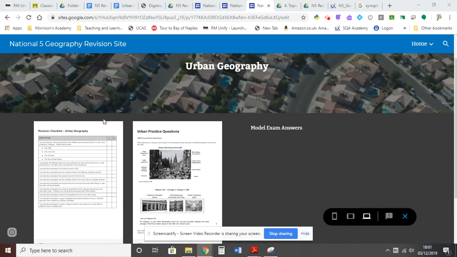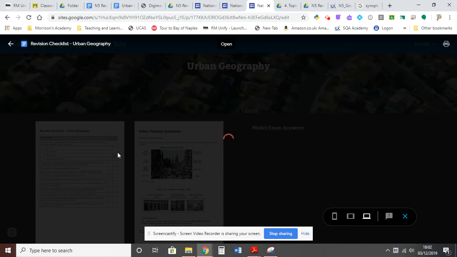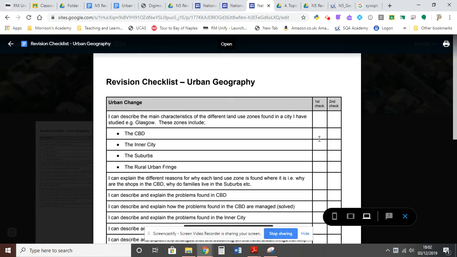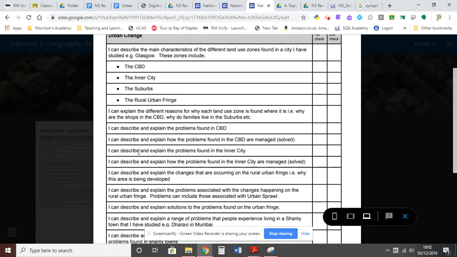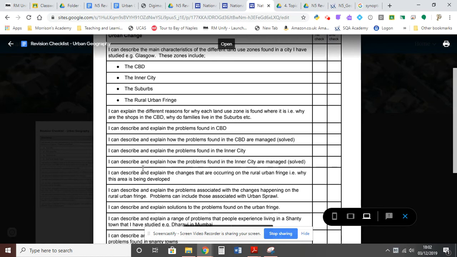Now, what I would suggest you do is you make sure you have your revision checklist open and you've looked through it, and that you can tick off each of the key ideas in that checklist and match them to notes in your class file. And your class notes should roughly follow this format.